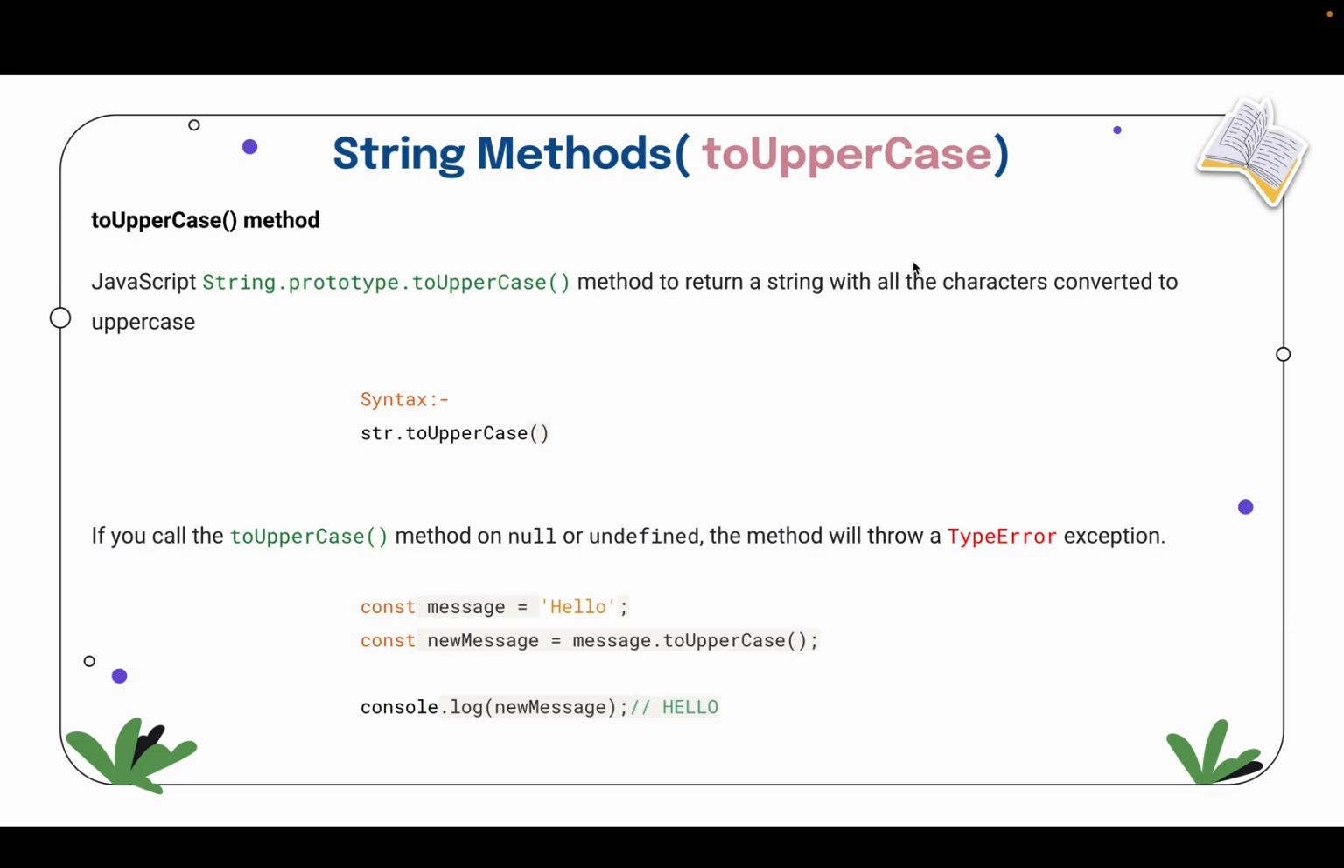toUpperCase is nothing but converting any string into uppercase. See here, hello is there, but it is converted completely to HELLO. But if you pass undefined, like if you don't pass an empty string or something, then nothing will return. Okay, next is toLowerCase. toLowerCase means you will just convert into lowercase.